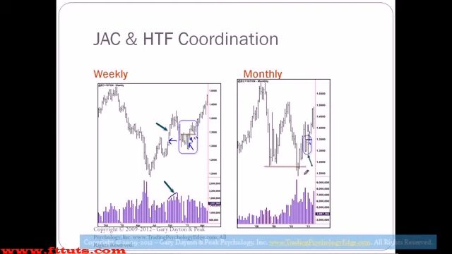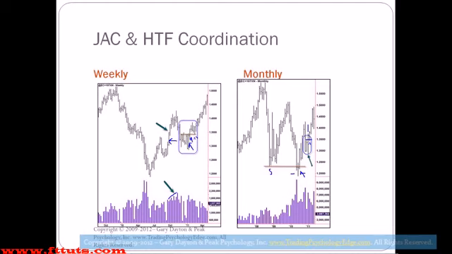And here on the monthly, we've got a spring that's occurred. Remember I said the market comes down and creates a support level, rallies up, and then comes back down, penetrates it, but can't stay under there, and springs back up above it. Sometimes we'll see a test of a spring, and that's what we're seeing here. So we can coordinate a test of a spring on the monthly chart with a jump across the creek on a daily chart. Pretty nice. Pretty nice. Okay.